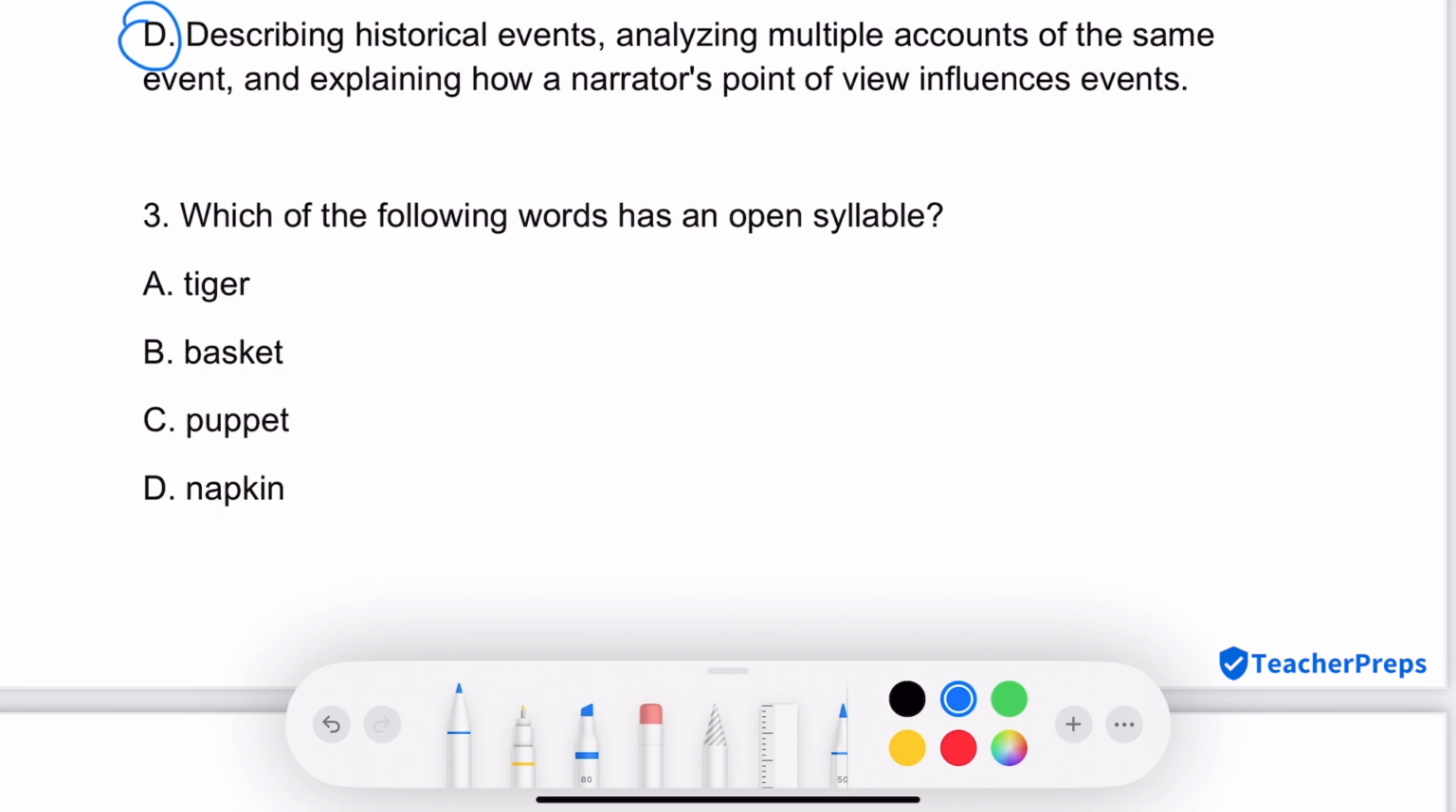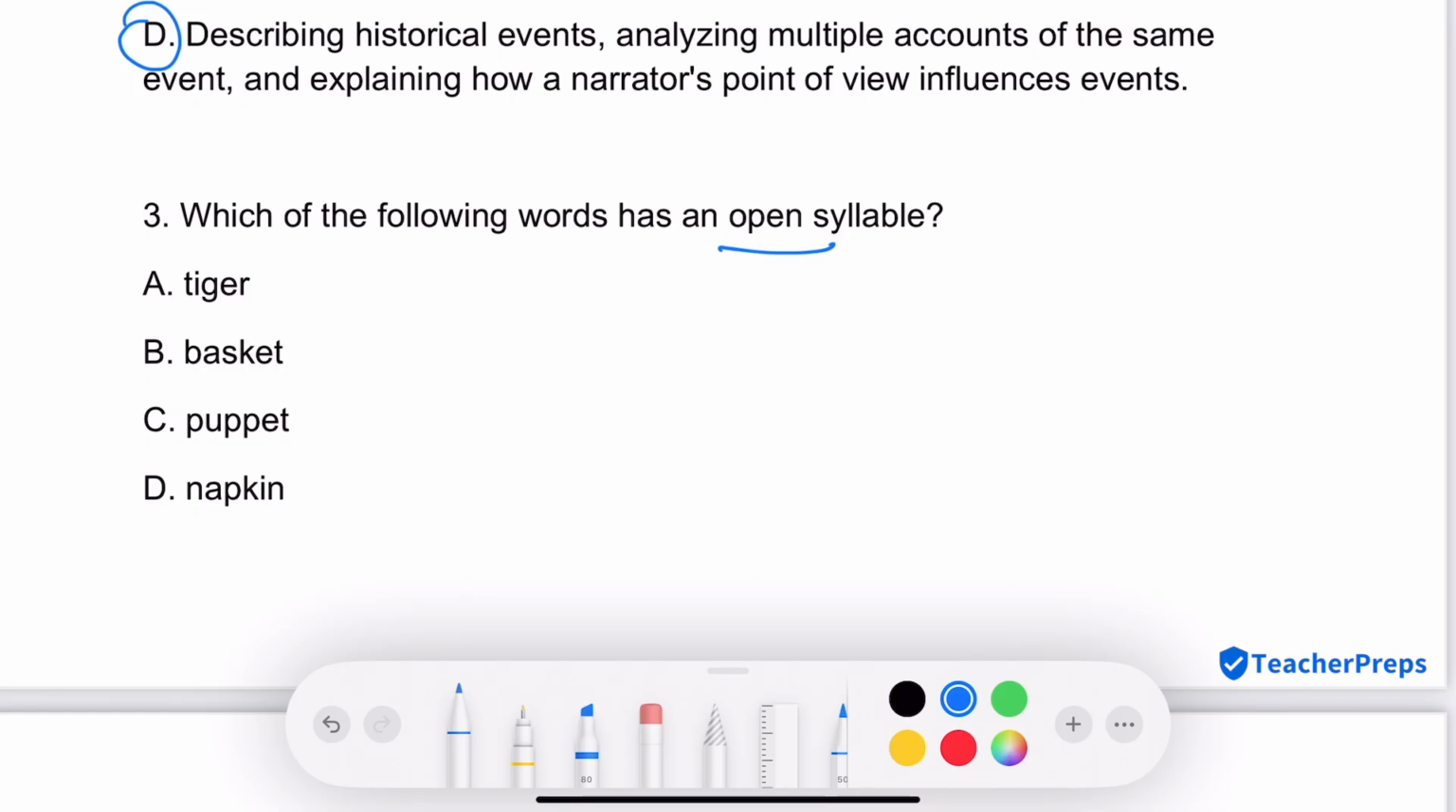Syllable types are a must-know for your elementary teacher certification exam, and so before we talk about open syllables, which is what this question is asking, let's talk about a closed syllable. All right, remember that a closed syllable ends in a consonant, which closes in the vowel. However, open consonant words can also end in a consonant. Excuse me.